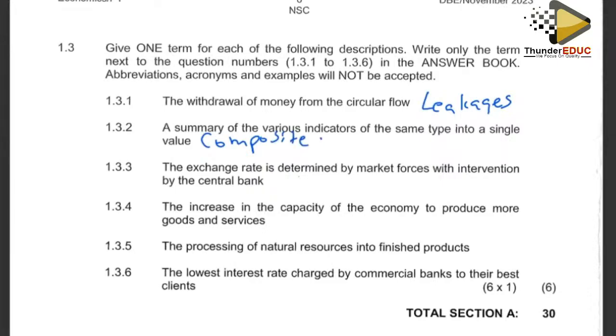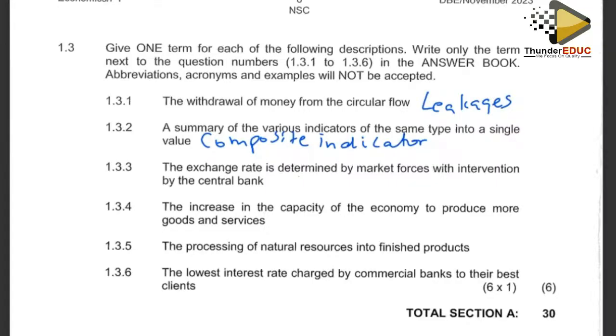Okay, right. Great talk. So now make sure that whenever you are dealing with this set of questions, you do understand the content of economics or the context of economics. Okay, right. So now moving on to 1.1.3, it reads as follows. The exchange rate is determined by the market forces with the intervention by the central bank.